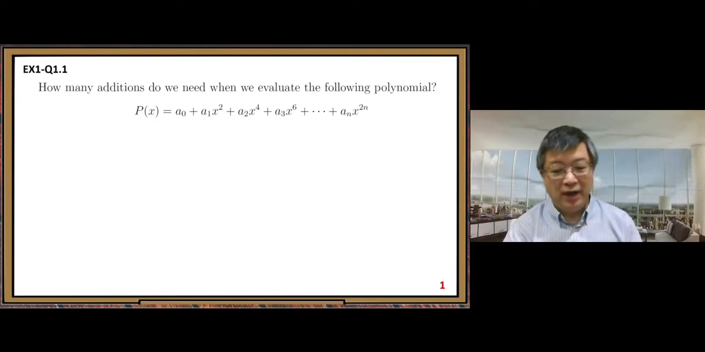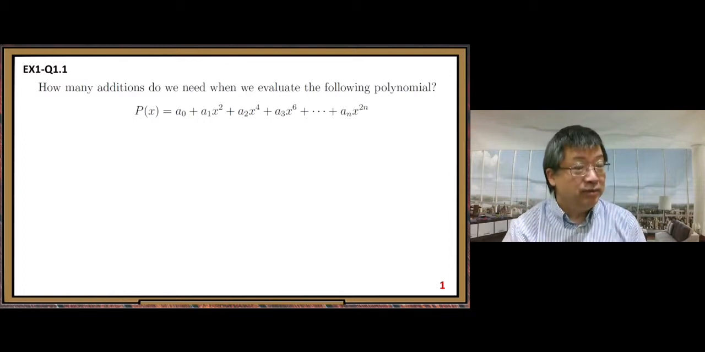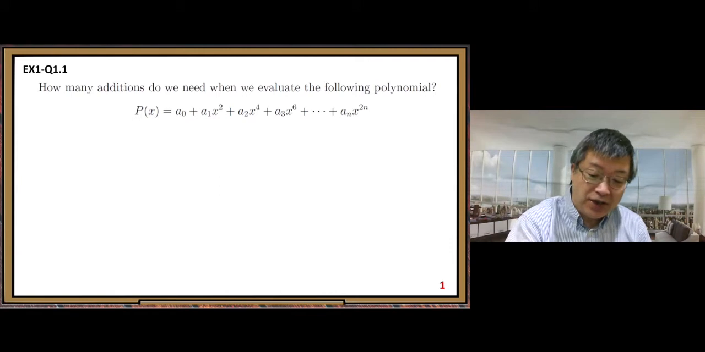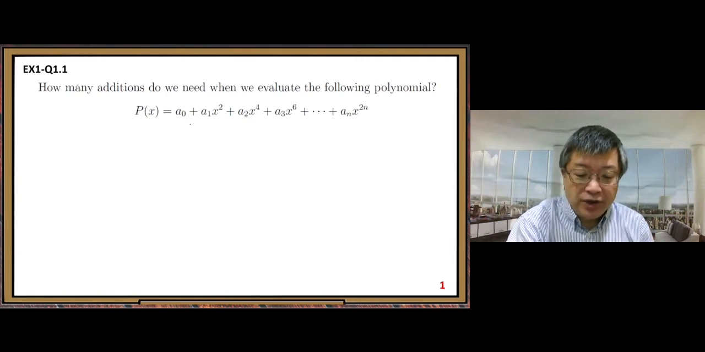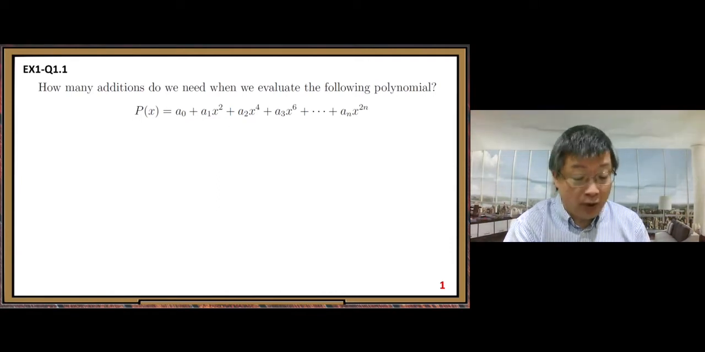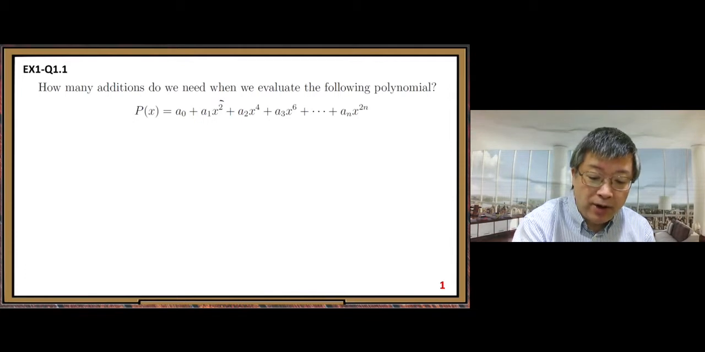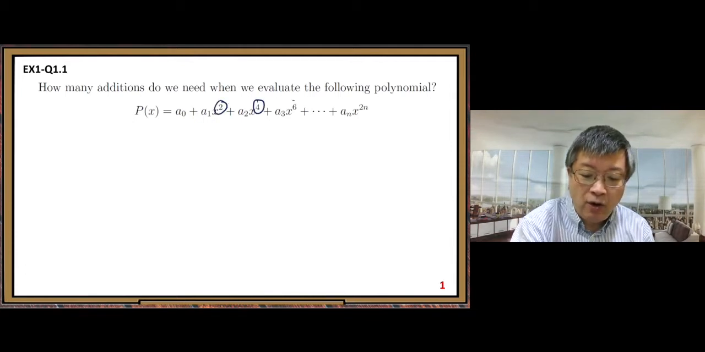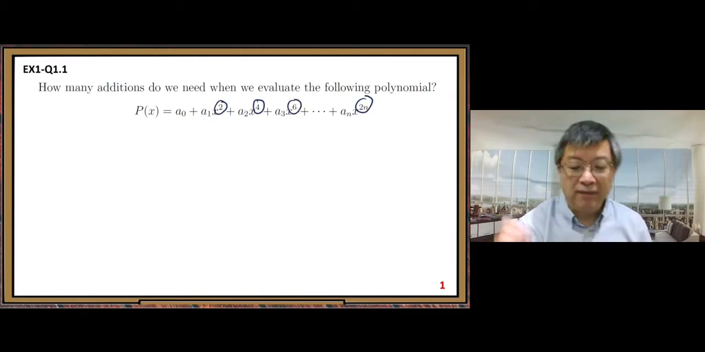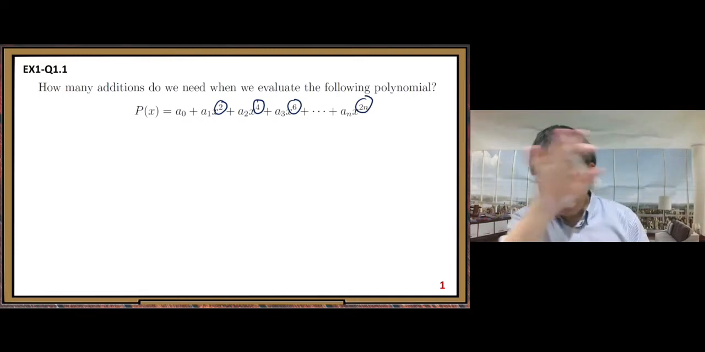This question, we have a polynomial, but slightly different from our standard way. Here you can see the subscript 0, 1, the same as our standard one, but the exponent numbers are different: 2, 4, 6, 2n. Even numbers.